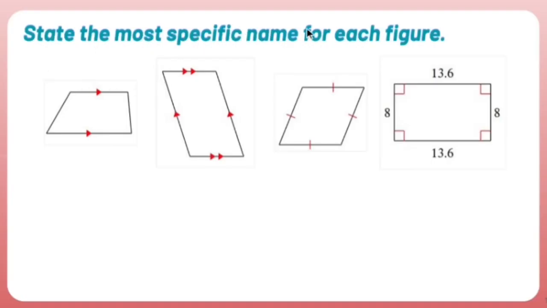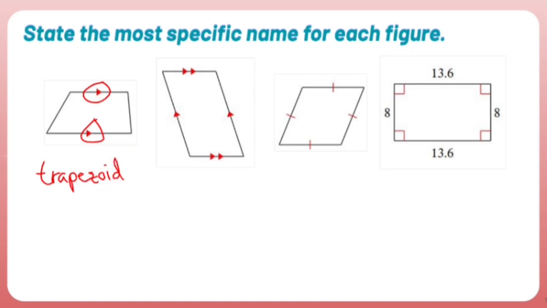State the most specific name for each figure. All right, we got four of them here. They're all quadrilaterals, but I could probably be a little bit more specific for each of them. For example, we have a quadrilateral where two opposing sides are parallel, and that's it. That's all I've got. This would be a trapezoid.